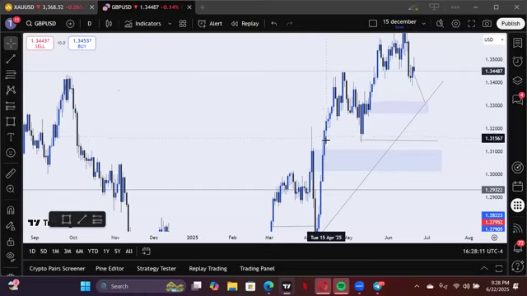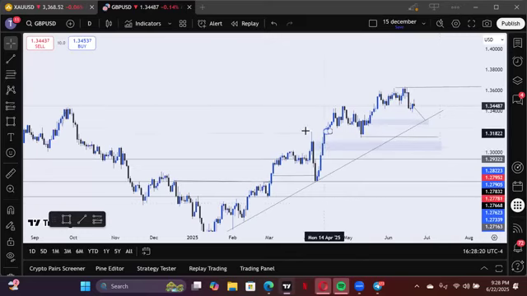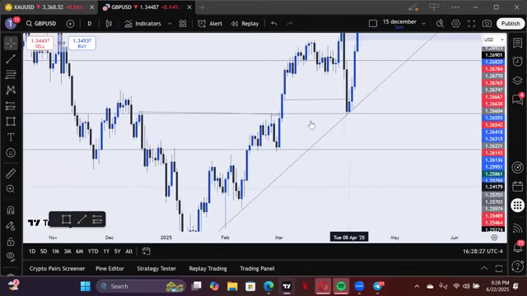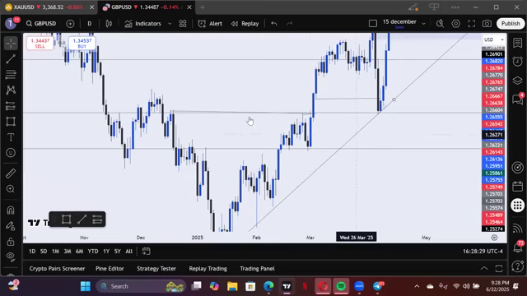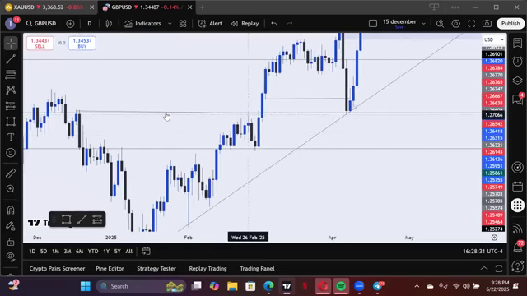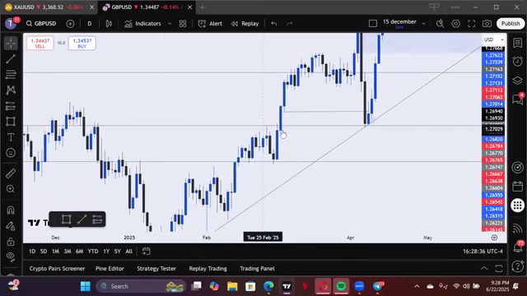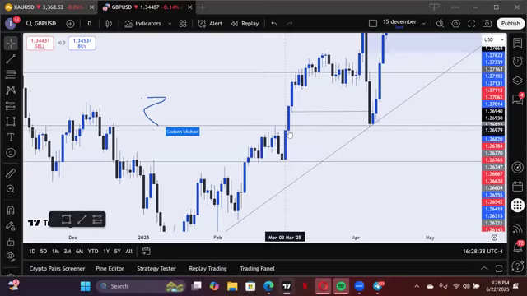Why? Because there had not been any double break yet. Price took out this high, and I marked my double break of structure at this high and then this high. Let me use this one as an example, the one price has reacted to. On this pair, GBPUSD, price came here and did not take out this high, but the next candle took out this high and the previously existing zone here. That's a double break of structure.